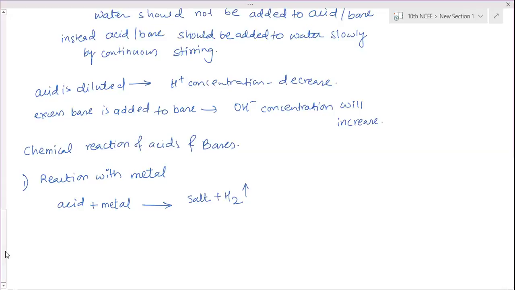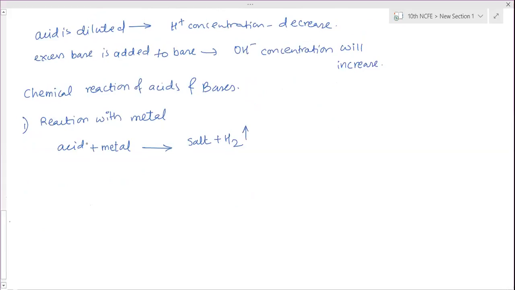Example, HCl plus calcium. It will form calcium chloride plus hydrogen gas given out. Then HCl plus Na, so it will form NaCl plus H2.